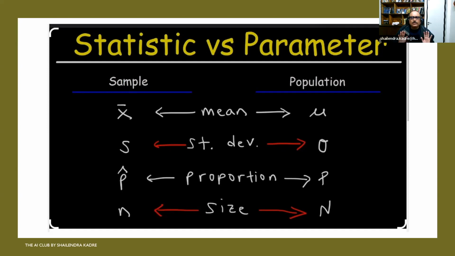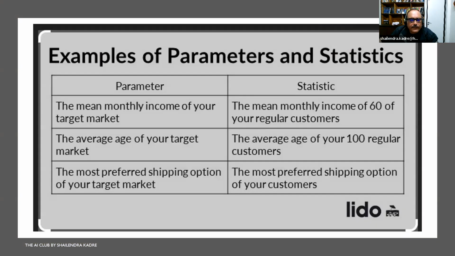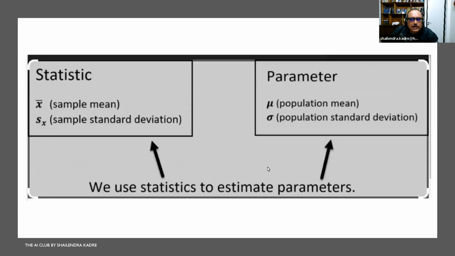So these are standard symbols you should remember: how to denote mean in sample and population, standard deviation in sample and population, proportion in sample and population, and size. These are standard throughout statistics. Everyone will use these symbols only, and when we study our maths, we will also study these symbols only. Okay. Now I've repeated it here once again.